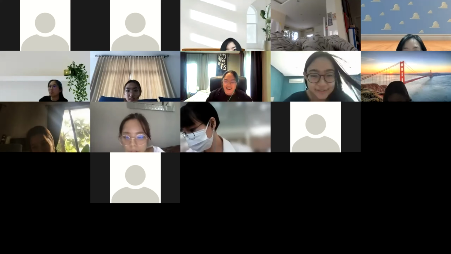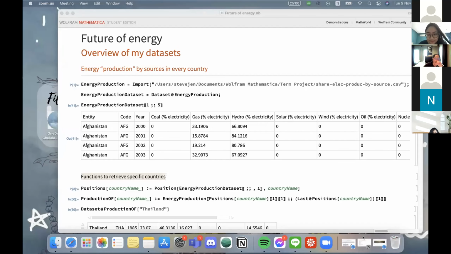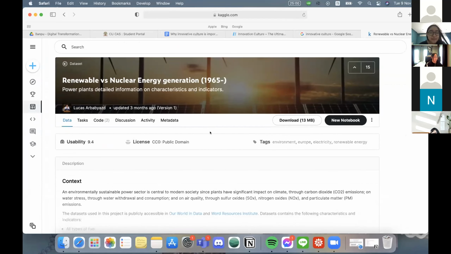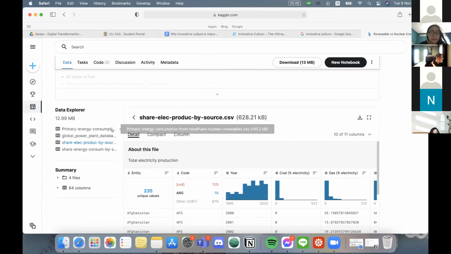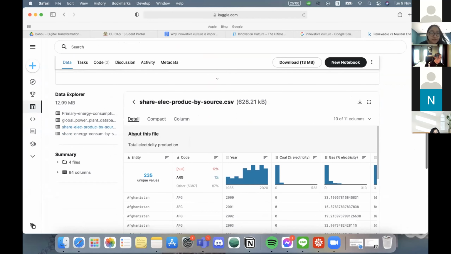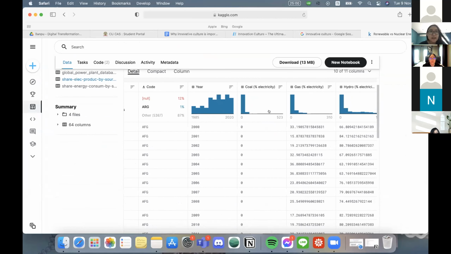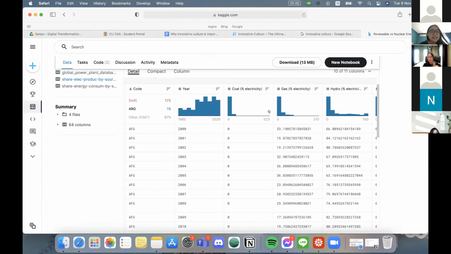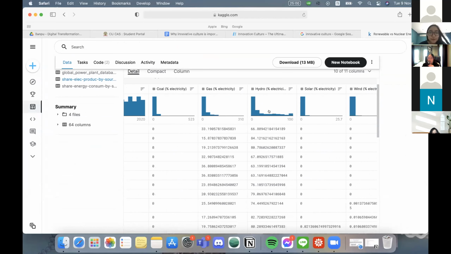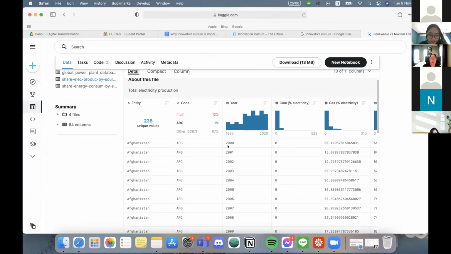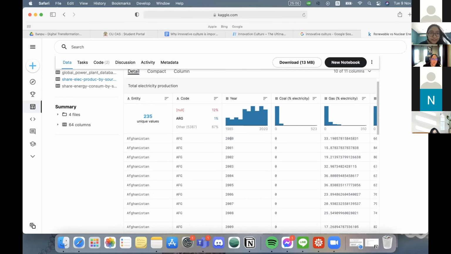I'm going to share the screen. It's all yours. My data is the renewable versus nuclear energy generation. They provided 4 datasets, but I use the electricity production by sources. They divide the source of electricity production into coal, solar, wind, oil, and nuclear in percentages, for 3 countries from 2000 to 2020.